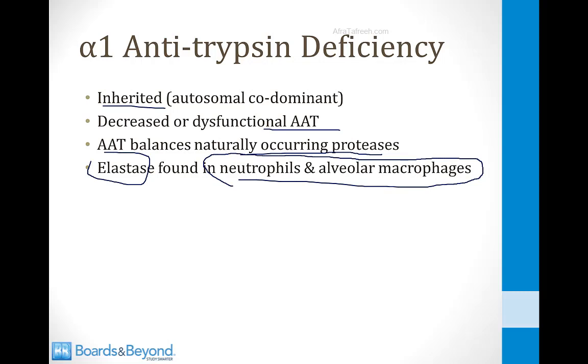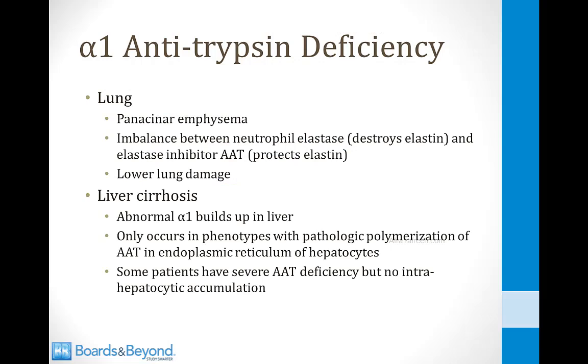can cause lung damage. People with this condition get problems in both the lung and the liver. So in the lungs, they get pan-acinar emphysema. Remember, that's different from smoker's emphysema, which is centri-acinar. They have an imbalance between neutrophil elastase, which destroys elastin, and the antitrypsin, which protects the elastin. And as a result, they get lower lung damage. And remember, this is also different from smokers who get upper lung damage.